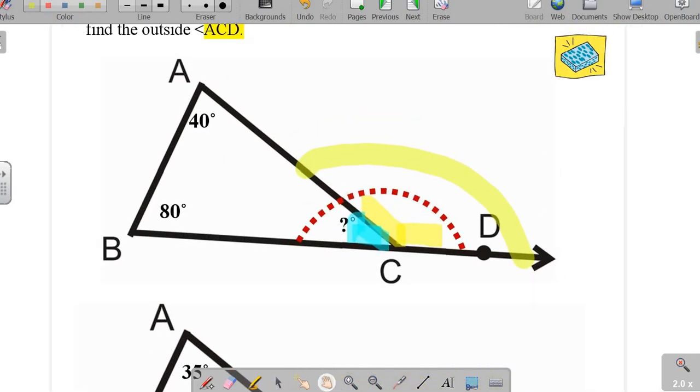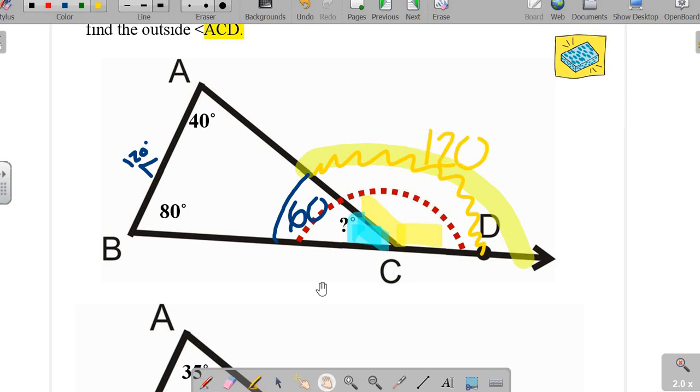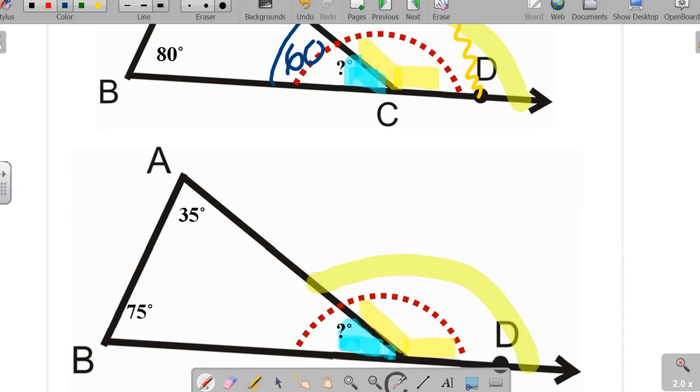All right, welcome back. So your first was to find this third angle, the blue angle right here, and 40 plus 80 is 120. And you take that away from 180 and you got 60. Then you found this exterior angle. That's a linear pair, so this must be 120. Right here, 75 and 35. That's going to be 110. That means this angle right here must be 70. Take that away from 180 and you find that this exterior angle is 110.